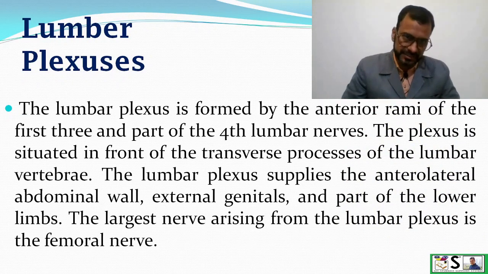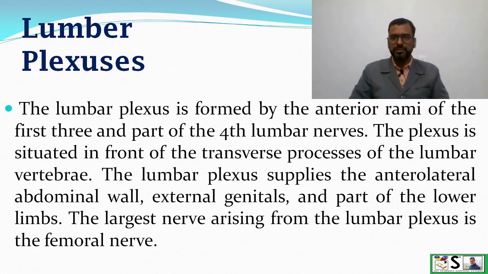Next is lumbar plexus. The lumbar plexus is formed by the anterior rami of the first three and part of the fourth lumbar nerves. The plexus is situated in front of the transverse process of lumbar vertebra. The lumbar plexus supplies the anterolateral abdominal wall, external genitalia and parts of lower limbs. The largest nerve arising from lumbar plexus is femoral nerve.